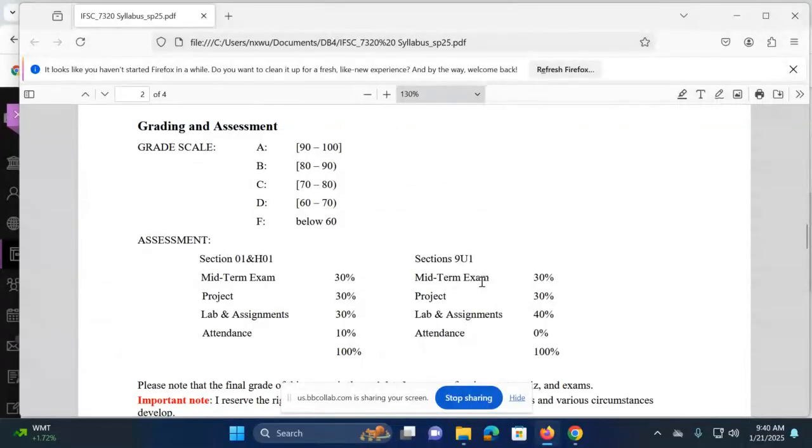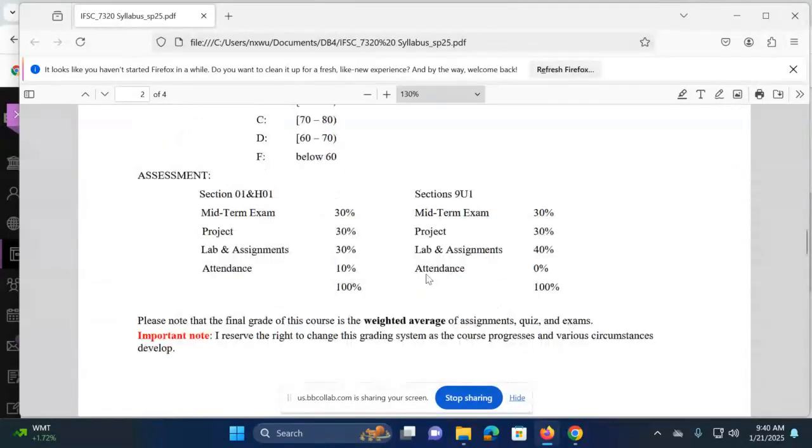For the non-UI students, since you don't have attendance credit, I put your lab and assignments at 40%. Then you have 30% for the midterm exam and 30% for the project. So that's overall the grading system. I may post your grades through Blackboard, but those grades will not give you the overall percentage, so you have to do the weights. The weight is very important. Your final course grade will be the weighted average of every component of your grade.